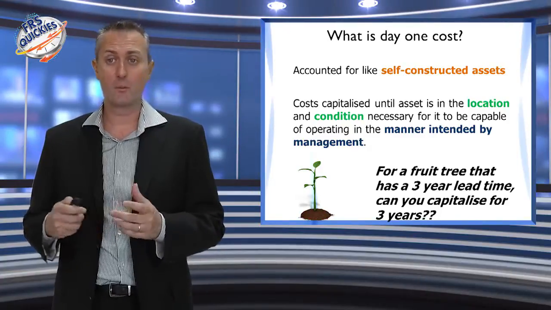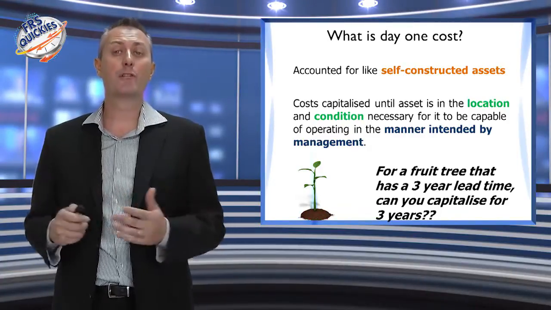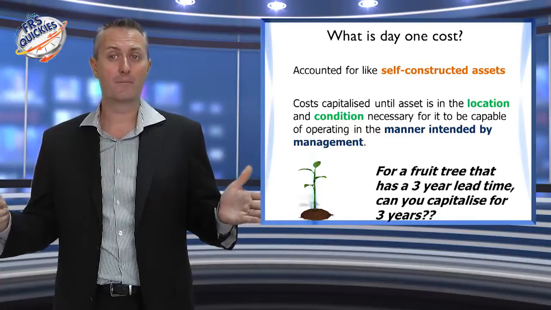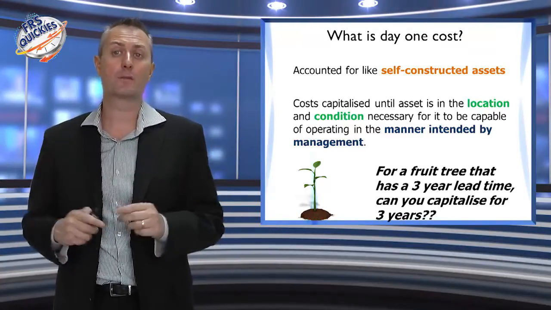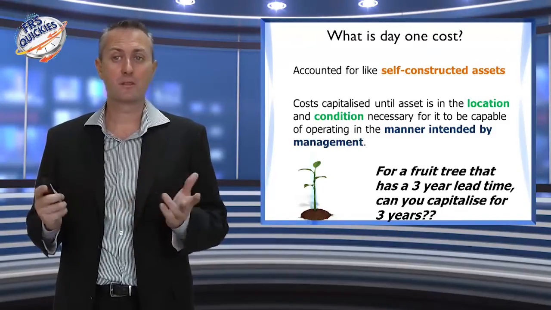What does that mean, for example, for a fruit tree? Well, if I've got a fruit tree that's got a 3-year lead time before it's actually producing fruit, I can capitalize those 3 years of costs. So it's a bit different to some of the other assets because of the long lead time.